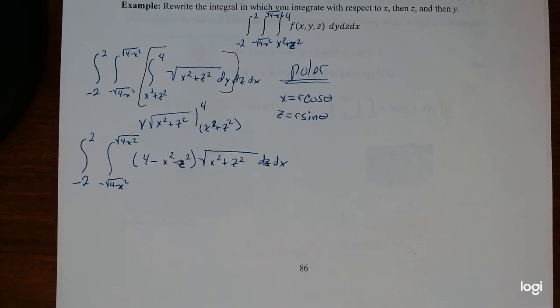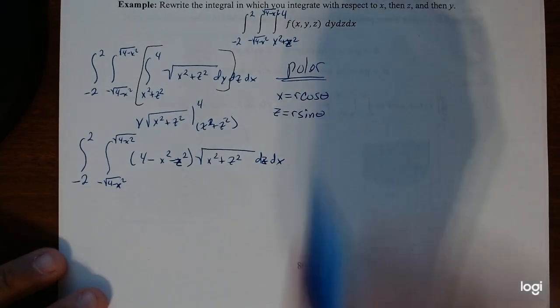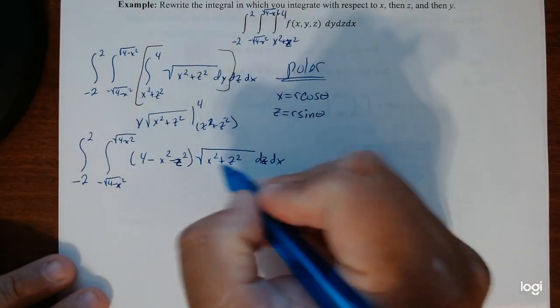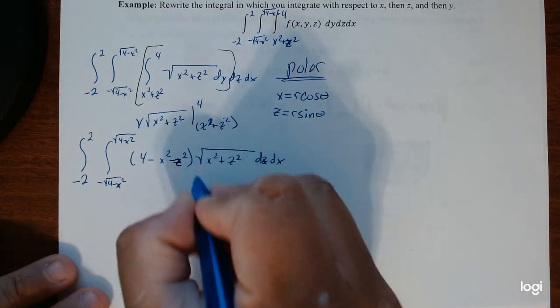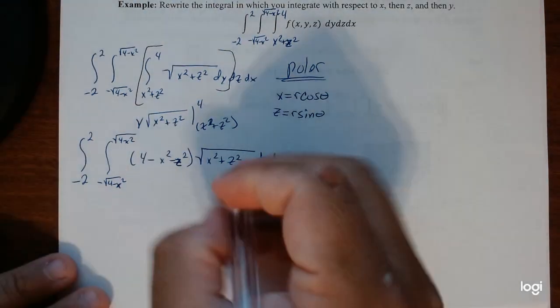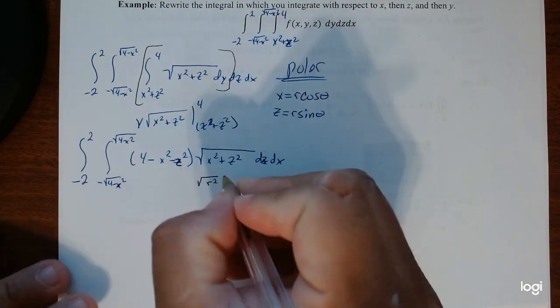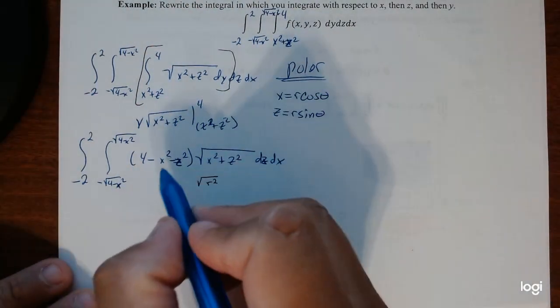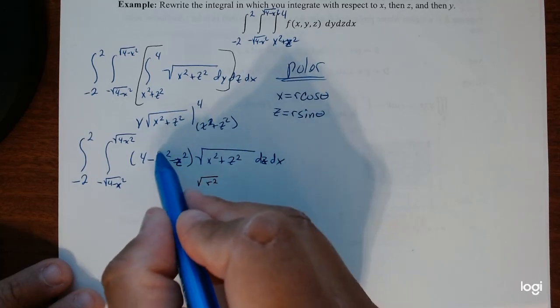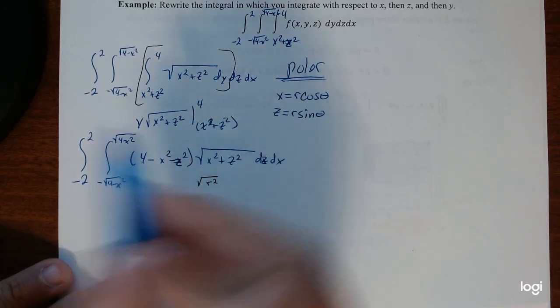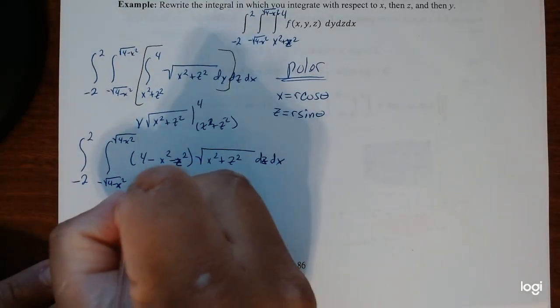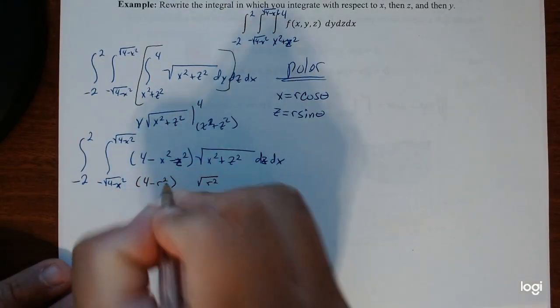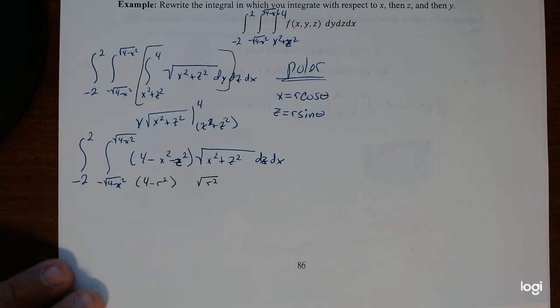So now if we convert everything to polar coordinates, which makes this a little easier to look at, because now cosine squared plus sine squared equals 1. So this part right here ends up being the square root of r squared. This part over here, if I factor out a negative, this is also just r squared. So this ends up being just 4 minus r squared. So now all we have to do is just change our bounds of integration.